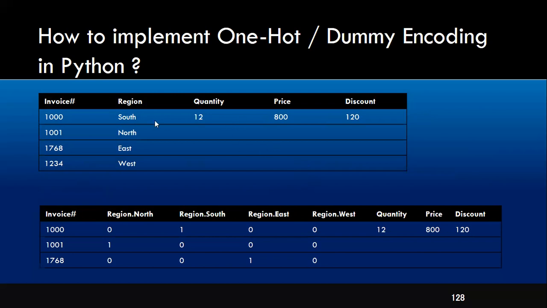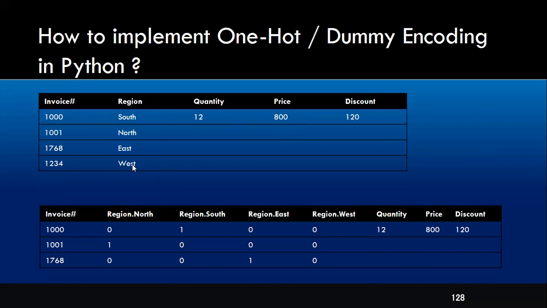Another example is the region. In the case of one hot encoding, the customer has given you data that looks like this: the invoice number. Invoice number 1000 we raised in the South region. This invoice we raised in the North region. We have a region column, and we have quantity, price, and discount. For the South region, in invoice number 1000, how many quantities we sold, what is the price, and how much discount we have given. Here the region is a categorical variable, so we perform one hot encoding on the region column.